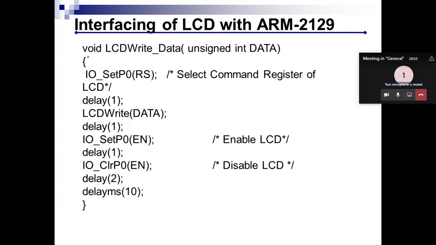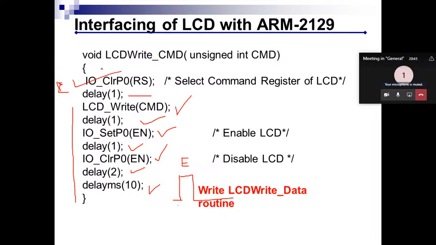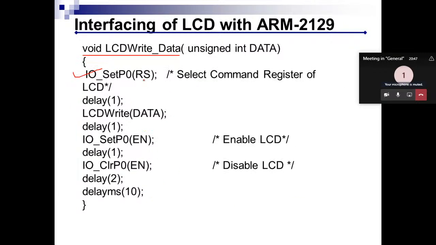As you can see in this LCD write underscore data routine, we set the RS instead of clearing the RS. In the previous routine it was clear P0, and now in this routine it is set P0, and all other things are the same. Basically, I made some mistake here. This is wrong. We are basically selecting the data register, not the command register of the LCD, with the help of this command. Okay.